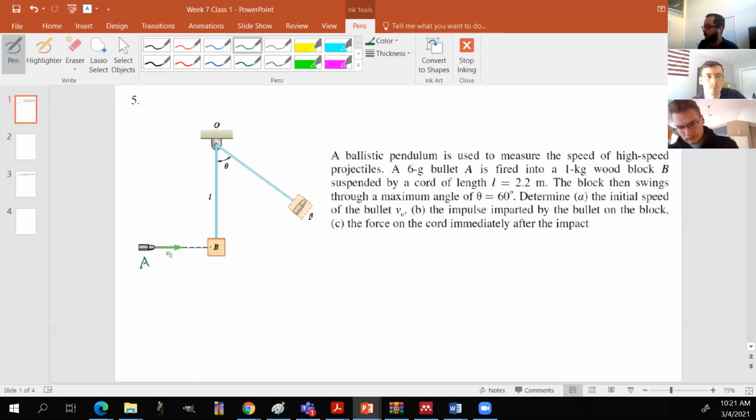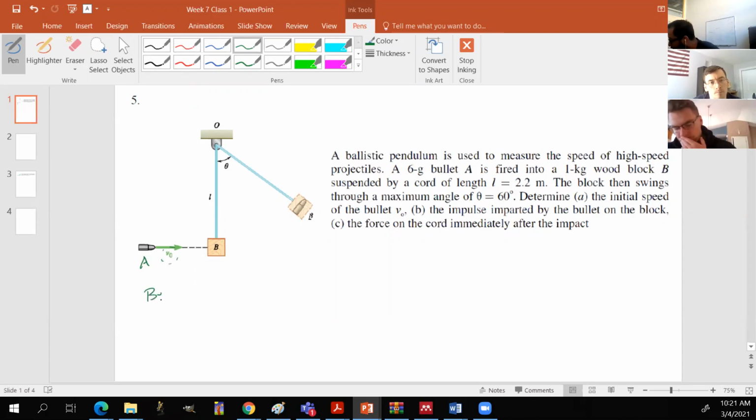So when I'm looking at this problem, obviously, before impact, this V naught is unknown. And then after impact, the velocity of this combined body is unknown.